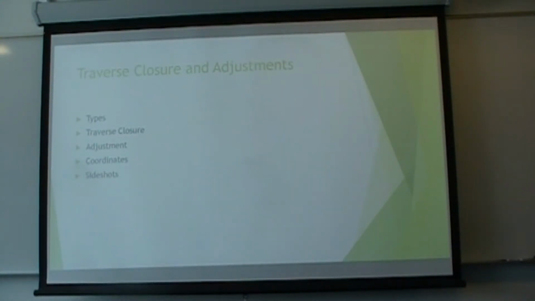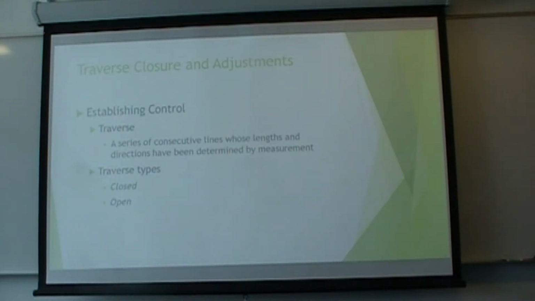Okay, so the next topic is traverse closure and adjustments. Again, I'm not sure how much they will tend to go over this or have on your test, but we're going to look at types of traverses very quickly, look at traverse closure, traverse adjustment, ultimately then getting that into coordinates, and the last thing we'll take a look at are side shots, which is a typically pretty easy process to do.